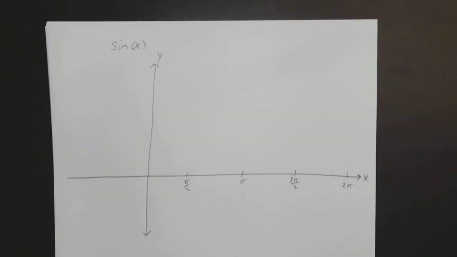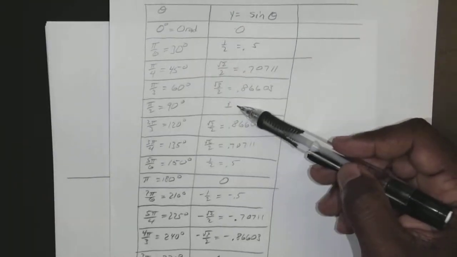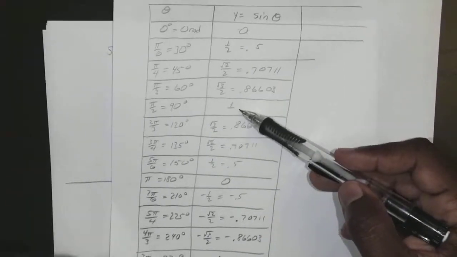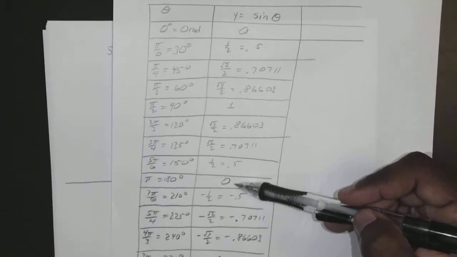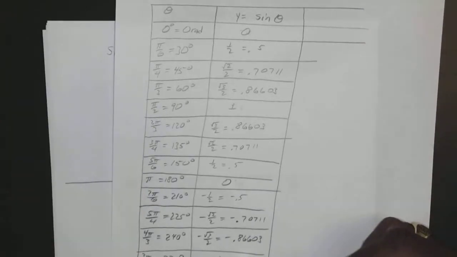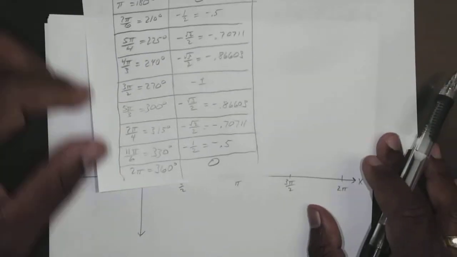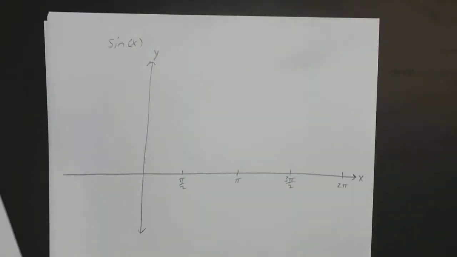All right, so we know just from our list that you pretty much go from 0 to 1. So between 0 and pi over 2, you go from 0 to 1. From pi over 2 to pi, you go back down to 0. From pi to 3 pi over 2, you go to negative 1. And from 3 pi over 2 to 2 pi, you go back to 0. Okay, so we can go ahead and put that on the graph.